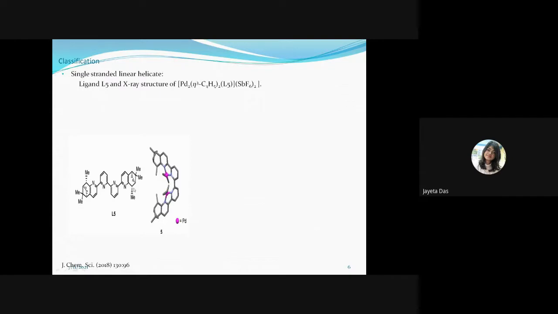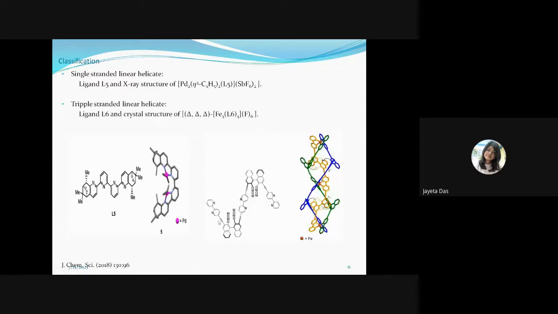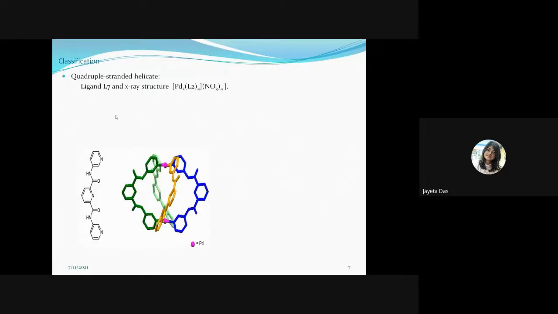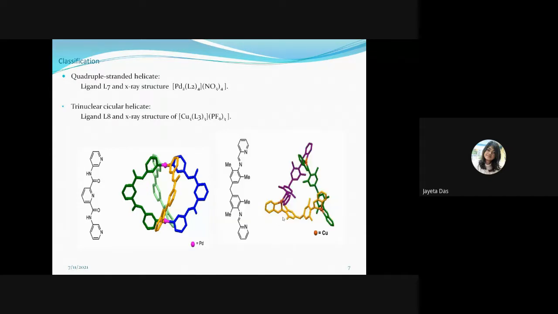So now the further classification is single-stranded linear helicates. This is an example of single-stranded. Here you can see this one single strand can bind to two palladium metal ions and form a helicate. And then come triple-stranded helicates. Three of these ligands can bind to three metal atoms and form a helicate. Then come quadruple-stranded helicates. Four of these ligands are bound to these two metal ions and form quadruple-stranded helicates. And then come trinuclear circular helicates. Previously, all the helicates were linear, but these form a circular type of structure. Here you can see that these ligands can form this circular structure with three copper ions.